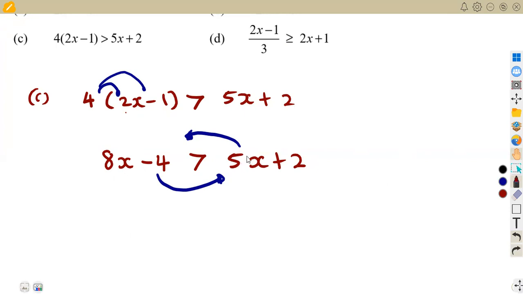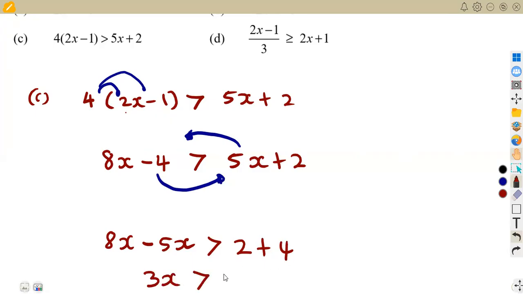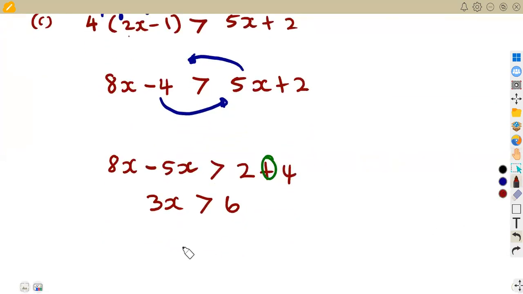But the numbers, they change. We know that once you cross, it becomes a negative. So 8x, 5x to this side becomes -5x, is greater than; -4 goes that side and becomes a positive. Already here, 2 was a positive. So we have 8x minus 5x, that will be 3x, is greater than, we add 2 plus 4, which is a 6. Then we can divide by 3.